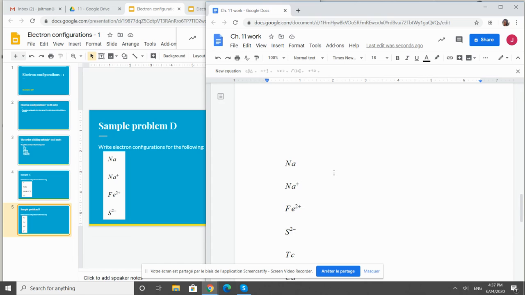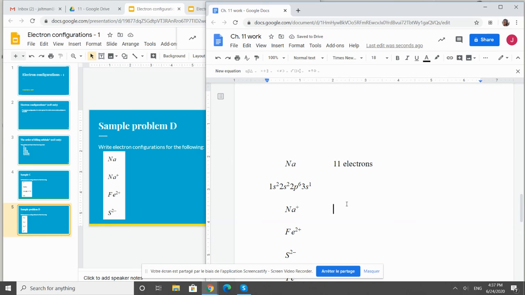So for sodium, I go to my periodic table. I see that it has 11 electrons. I also see that it is the first one in the S block, so I know it's going to end with s1. So from here, I've used 10 electrons, so I'm going to fill 3s only with 1 electron.